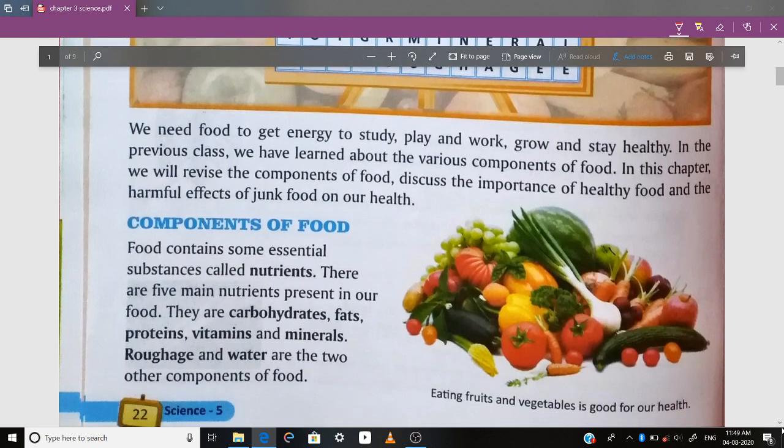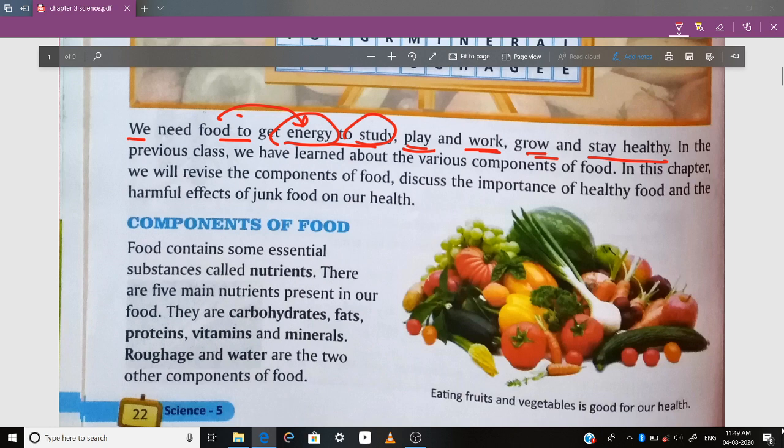As we know, students, first of all, we need food to get energy to study, to play, to work, to grow and to stay healthy. All the activities that we do in our daily life, we need food for that, because food gives us energy. That is why we need energy to do all the activities, for example study, play, work, and our body needs growth. So for growth also we need energy.